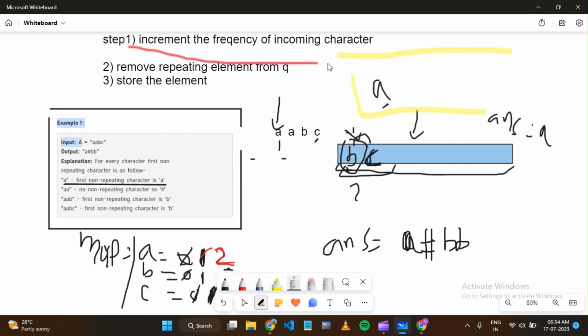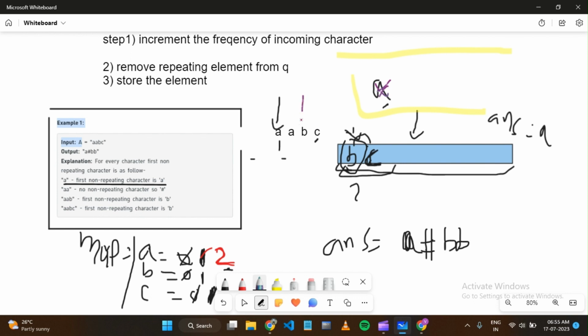First step: increment the frequency of the incoming character. The incoming character is A. We have to increment the frequency, so the frequency is 2 now. Second step: remove the repeating element from the queue. A is in the queue, and the frequency of A is now greater than 1, so we will pop the element from our queue.